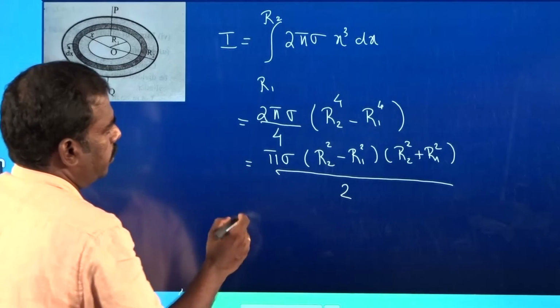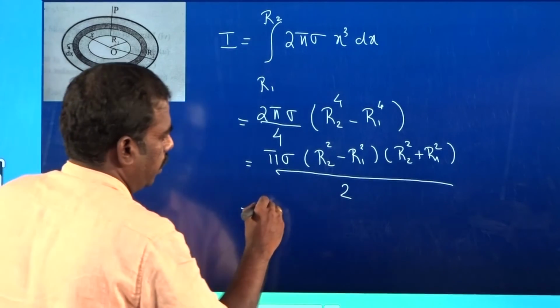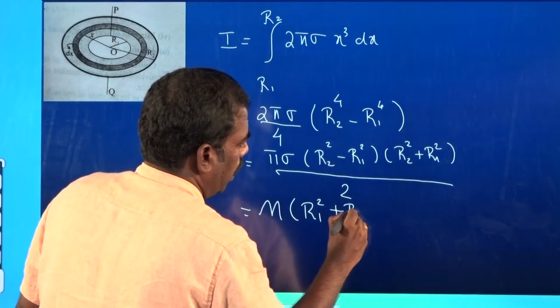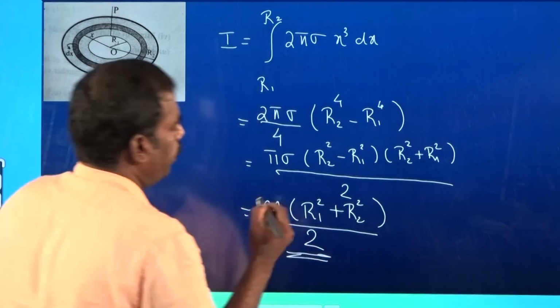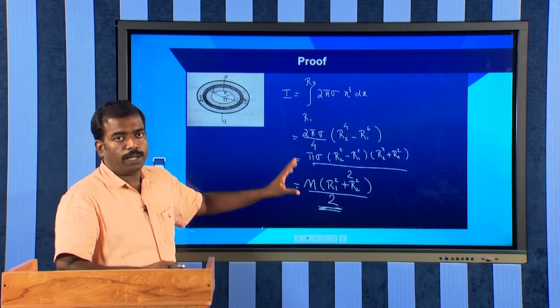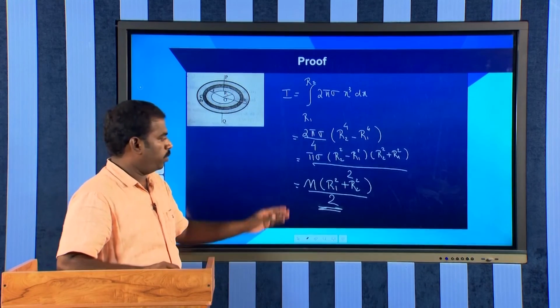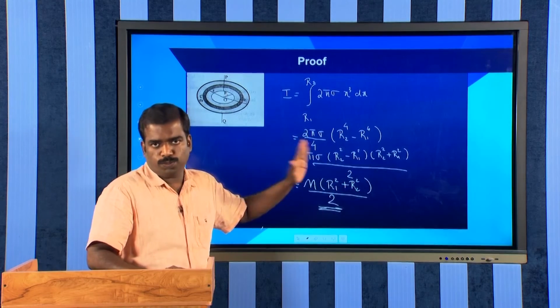So, the answer is the moment of inertia is given by M into R1 square plus R2 square by 2. And this is the moment of inertia of the annular disk about an axis passing through its center and perpendicular to its plane. It is M into R1 square plus R2 square by 2.